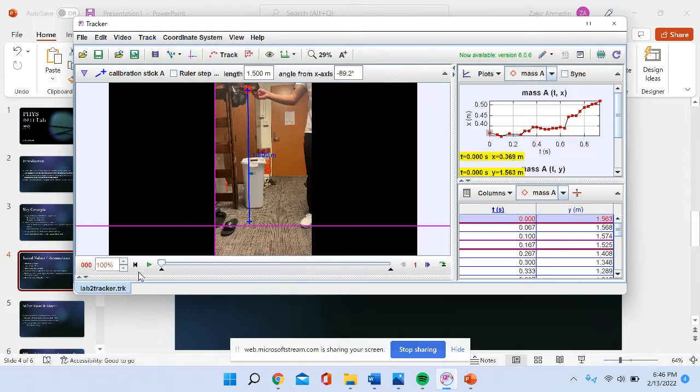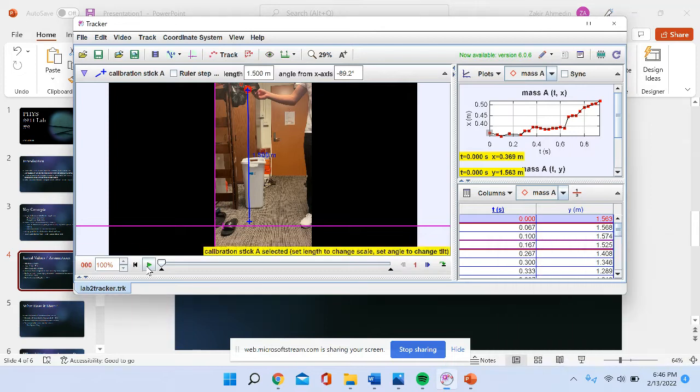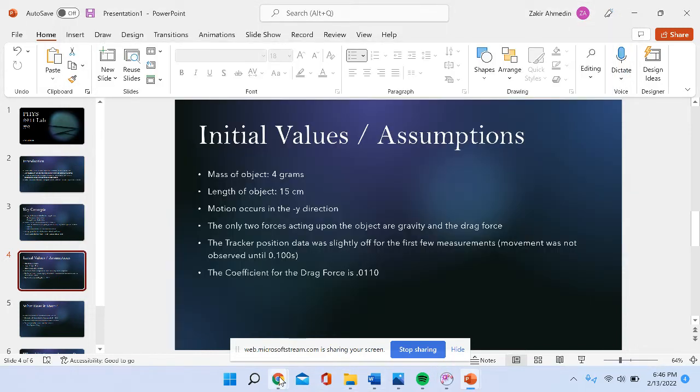So here's the tracker data. I set the bar as approximately 1.5 meters, and you can see the mask fall. And then I had about 28 time points, and I used that data for my analysis.